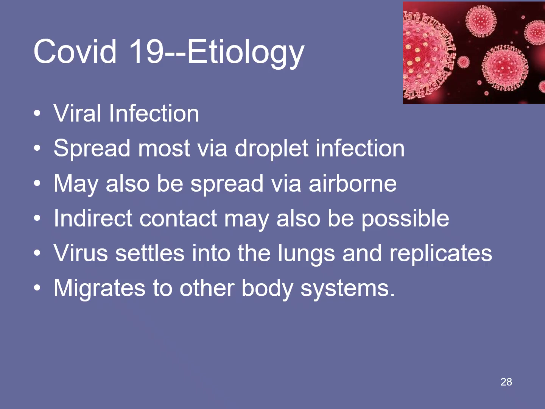So it's a viral infection. I don't think I need to really say that, but just for the sake of completeness, I will. Spread mostly via droplet infection. It may also spread via airborne. Indirect contact may also be possible, although we're pretty clear now that it's not a common way that COVID-19 has been transmitted. The virus settles into the lungs and replicates, and it can absolutely migrate to other body systems as well.